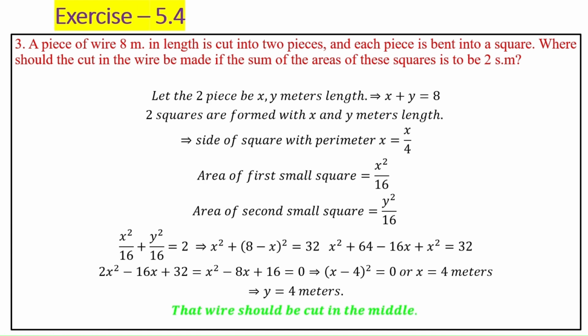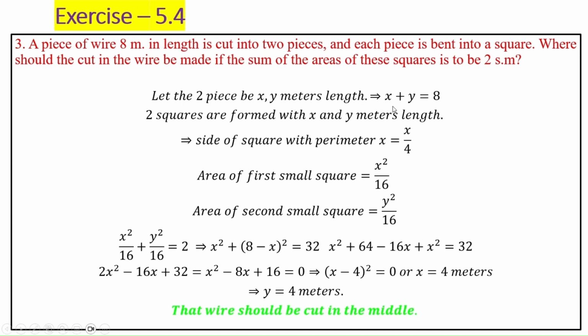A piece of wire 8 meters in length is cut into two pieces and each piece is bent into a square. Where should the cut in the wire be made if the sum of the areas of those squares is to be 2 meters square? Okay, so you have a wire of 8 meters length. It is cut into two pieces. Okay, let the two pieces be x and y meters in length.